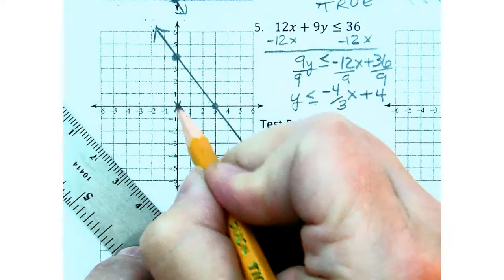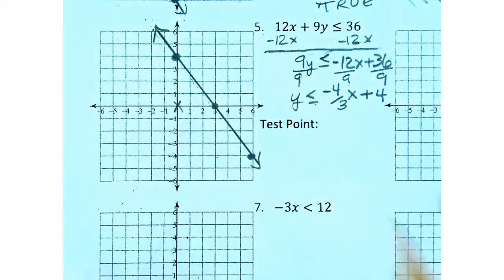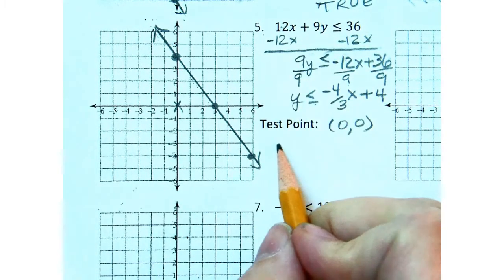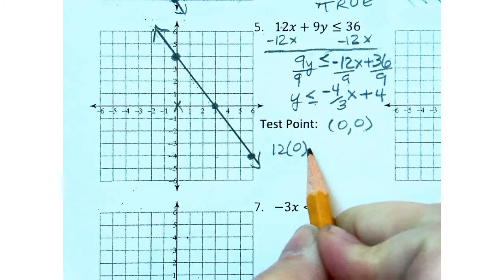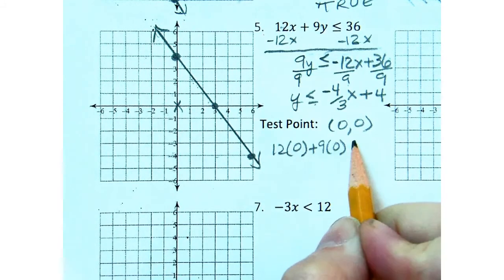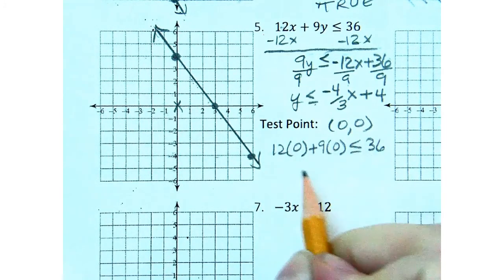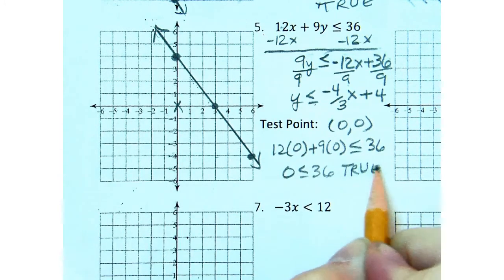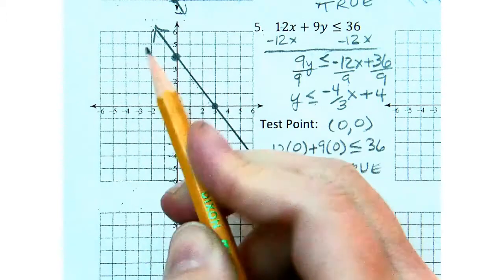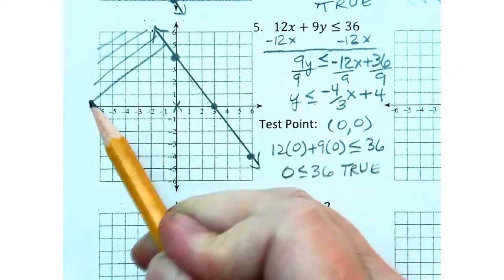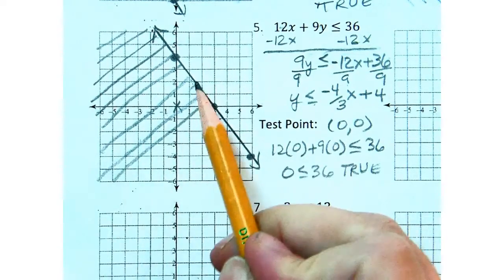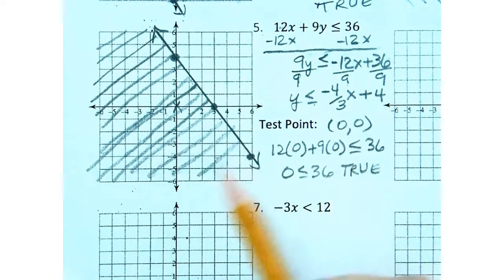Once again, we'll test the point (0, 0) to check whether it makes the inequality true. Start with the original inequality. We get 12 times 0 plus 9 times 0 is less than or equal to 36, or 0 is less than or equal to 36. This is true. So shade the same side as the point (0, 0). All of the points in the shaded area and the line are our solution set for this inequality.